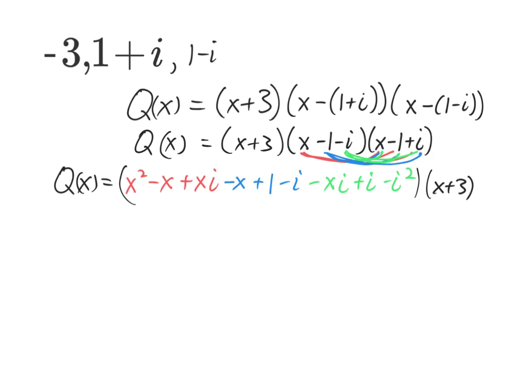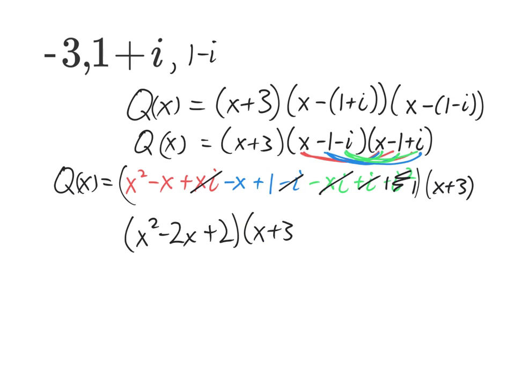Now I'm going to look for things that might reduce. So this and this reduce. This and this reduce. i squared we know is going to be -1, so this becomes +1. And so I'm left with x squared minus 2x. And then right here, I have plus 1 plus 1, so that's going to be plus 2. And then we get x plus 3.